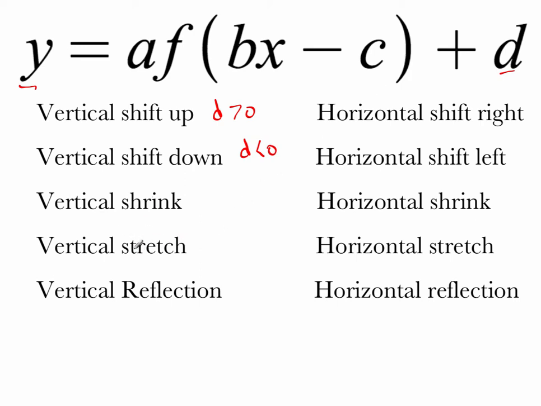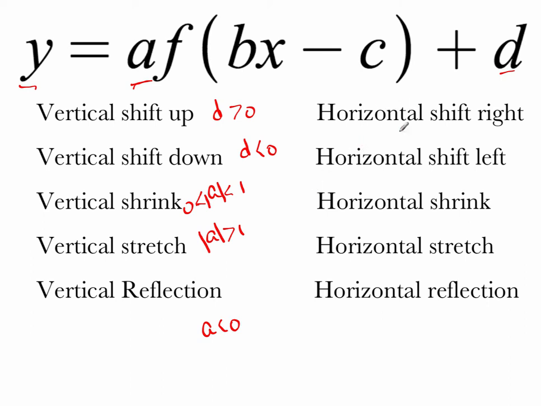Now let's think about what is going to vertically shrink and vertically stretch. The d is not, it's going to move it up and down. But let's look at this a right here. If a is between 0 and 1, it's going to shrink. While if a is greater than 1, it's going to stretch it. Now let's just do the absolute value here because that really is important. Now a vertical reflection is going to occur whenever a is negative. Now you can have a vertical reflection that's a shrink or a stretch.